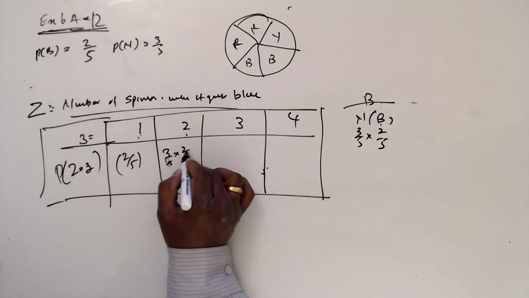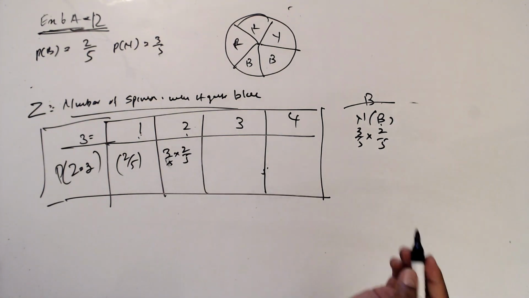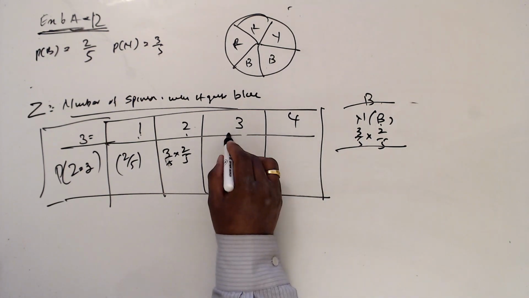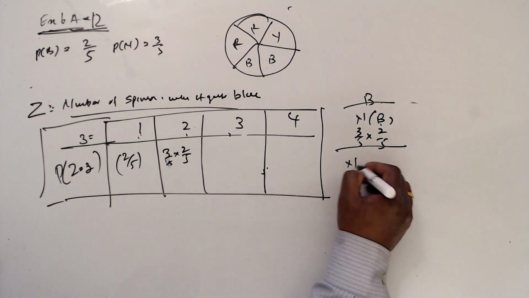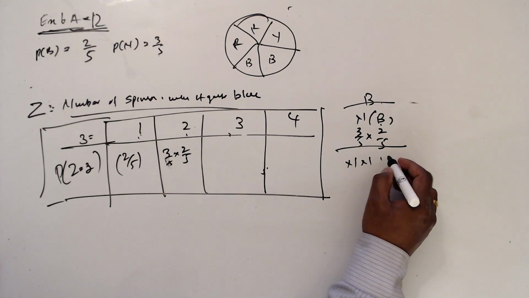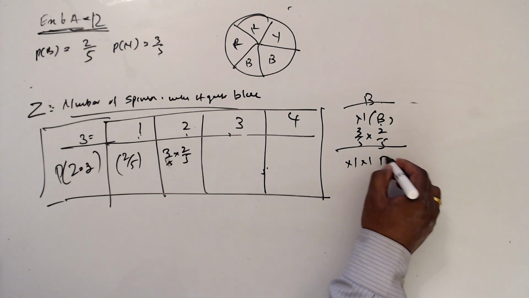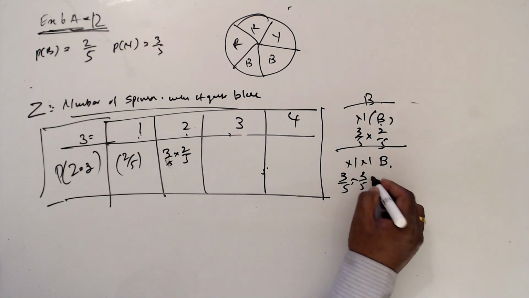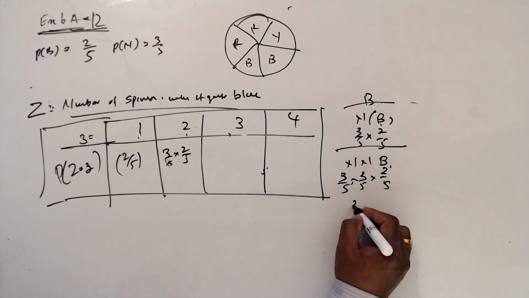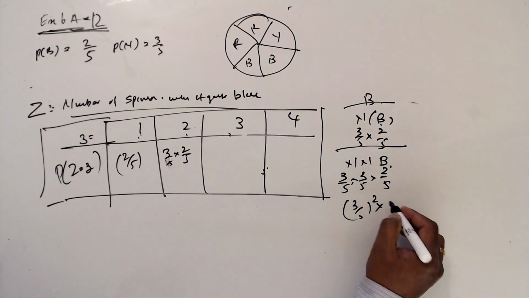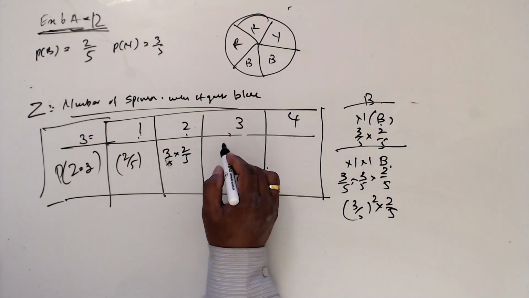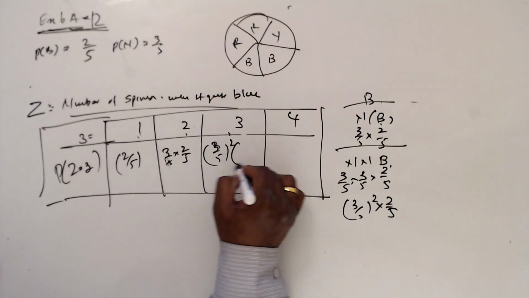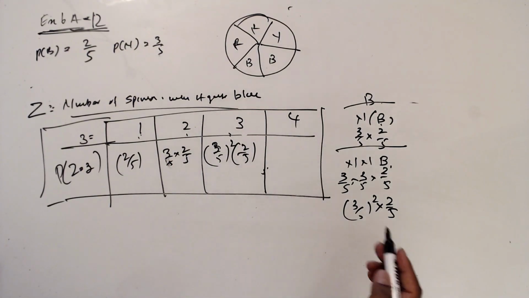So this is going to be 3/5 times 2/5. And here, what is the meaning of this 3? This 3 is first no, second no, third we will get the blue one. That means 3/5 times 3/5 times 2/5. 3/5 squared times 2/5.